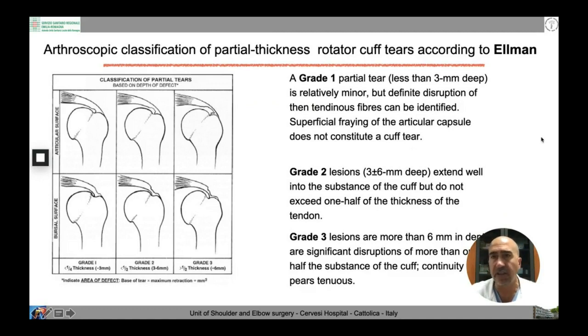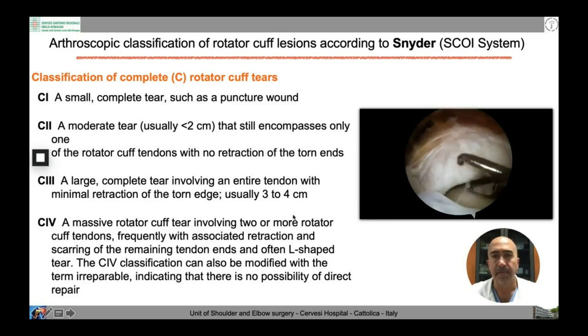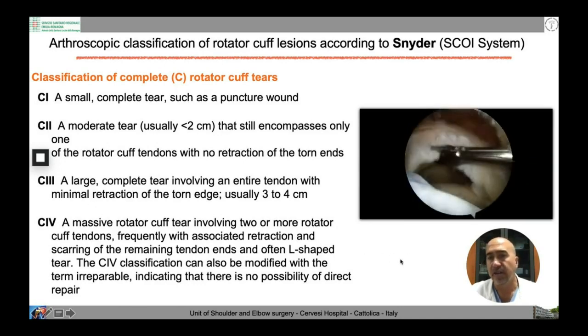Another classification is made by Ellman. It depends on the grade of lesion that you have: partial tear grade 1, partial tear grade 2, and complete tear grade 3. This classification is similar to the one made by Snyder, when you have articular surface tears, bursal surface tears, or complete tears connecting the articular side with the bursal side. And you can see that even for a complete tear, you can have small, moderate, large, or massive.